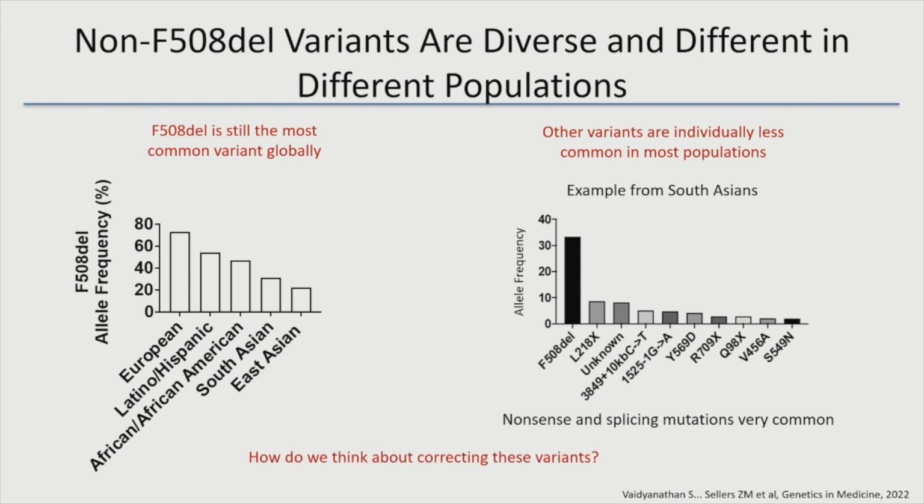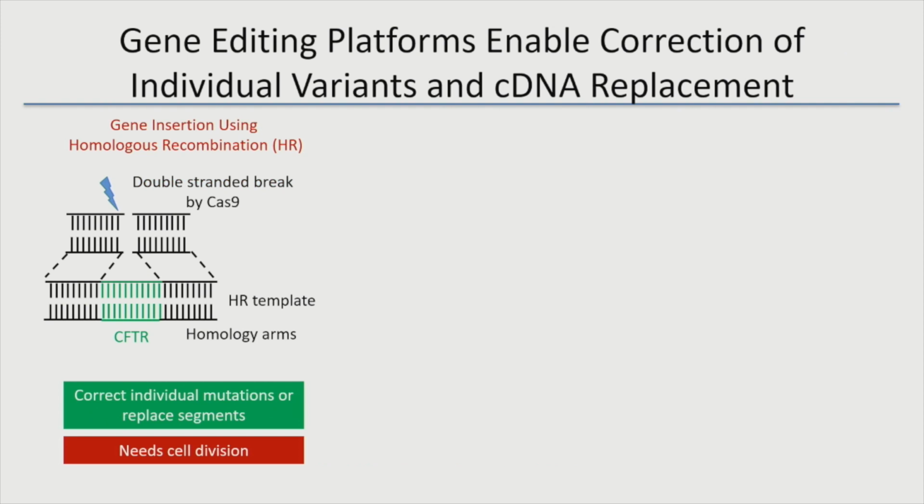And so how do we think about correcting these variants, right? We've already seen many of these strategies. I just want to remind people, right? So there's gene insertion using homologous recombination, where you use Cas9 or any other nuclease to induce a break, and then you can make a homology-based repair template. But of course, the disadvantage here is that it needs cell division to work, right?